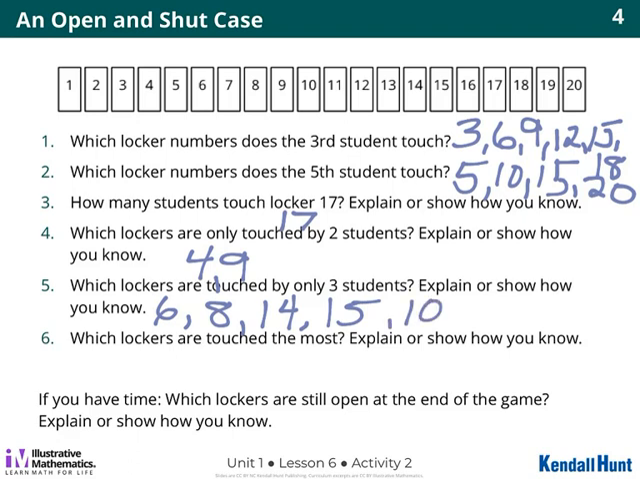Which lockers are touched the most? 12. And which other one did we say? 8. 20. I think it was 12 and 20.